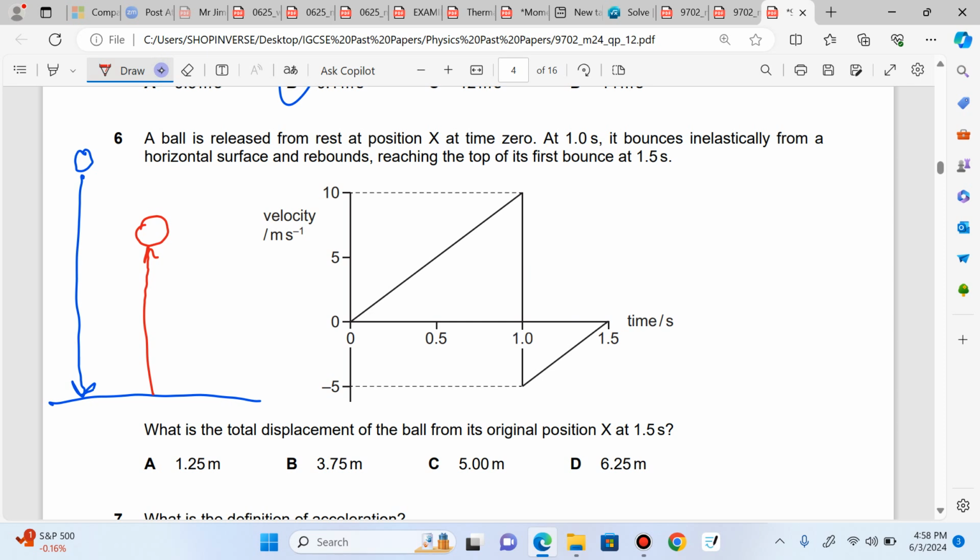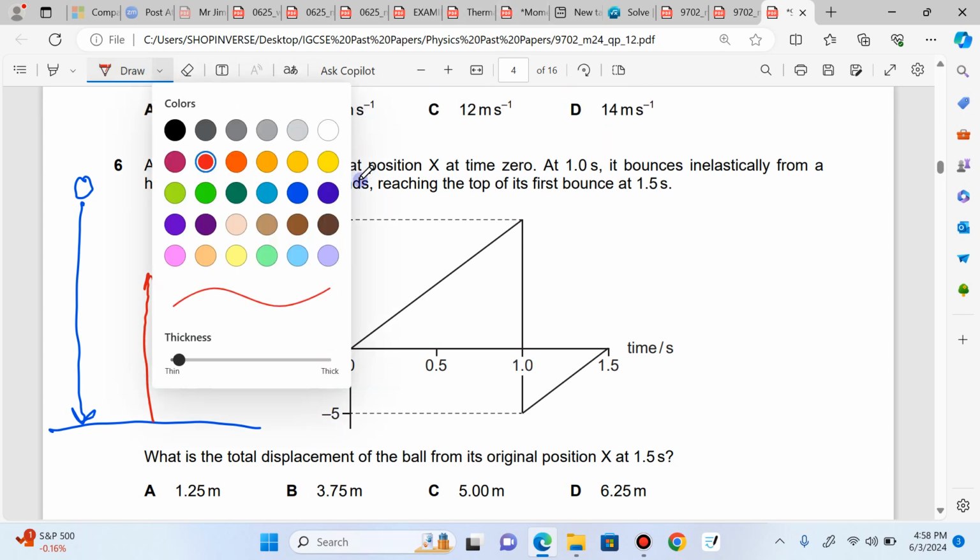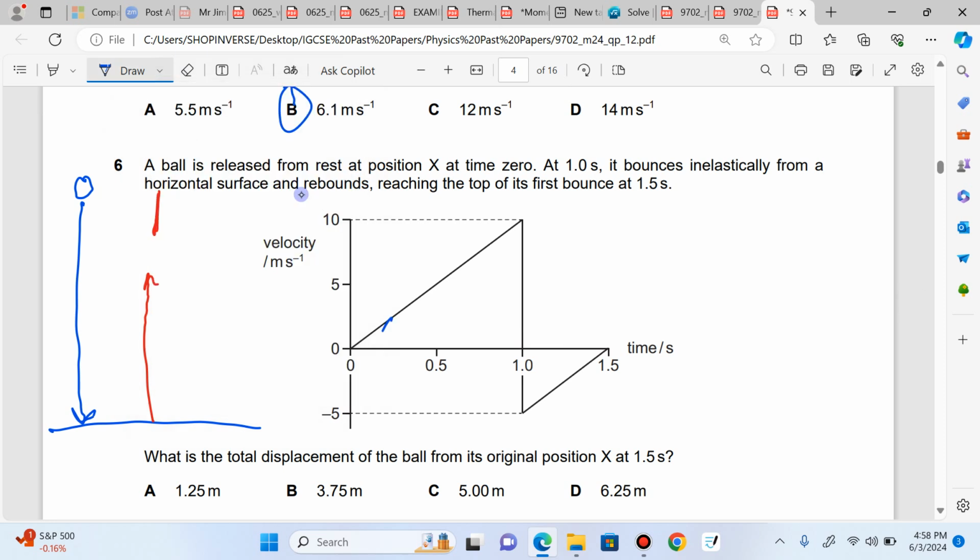How would you solve this question? Just calculate the distance covered and then take the difference. That's all you're doing here. What distance am I talking about? The area of this part is the distance traveled while moving downwards.